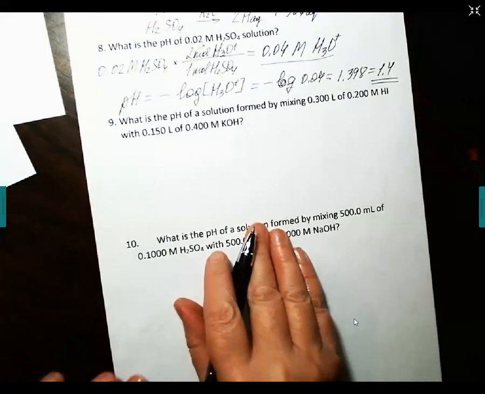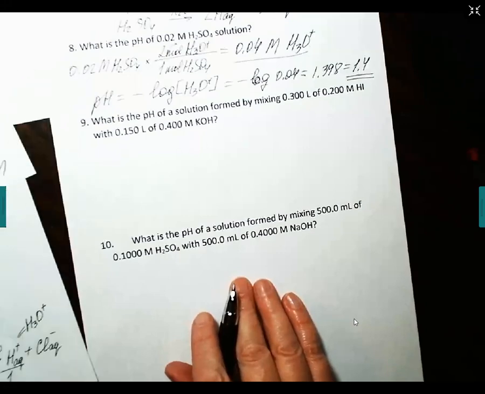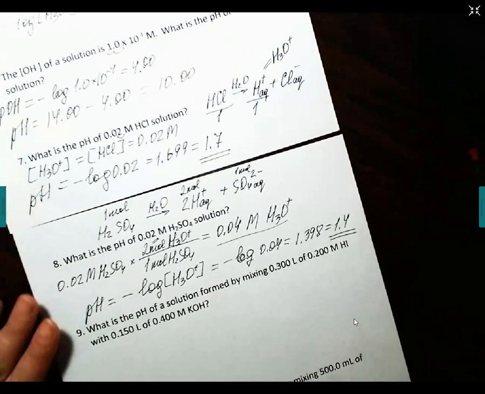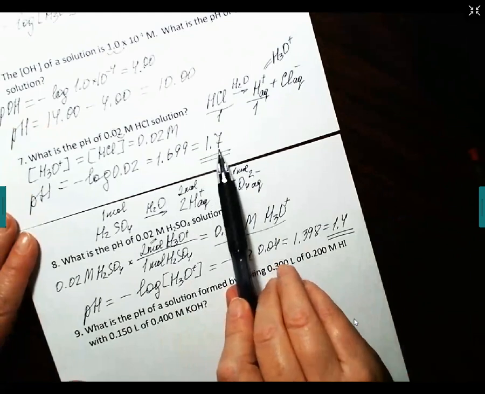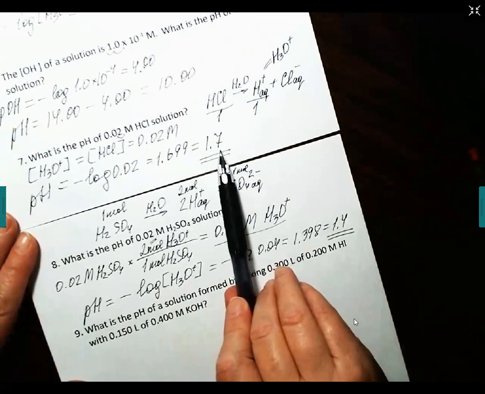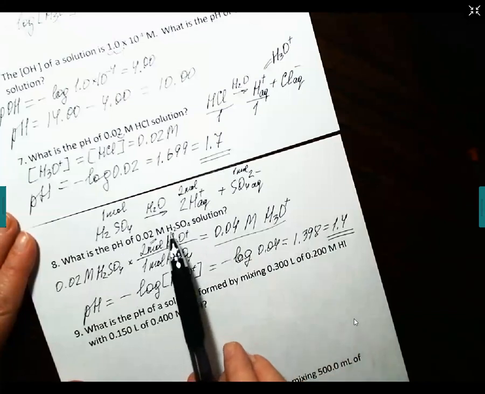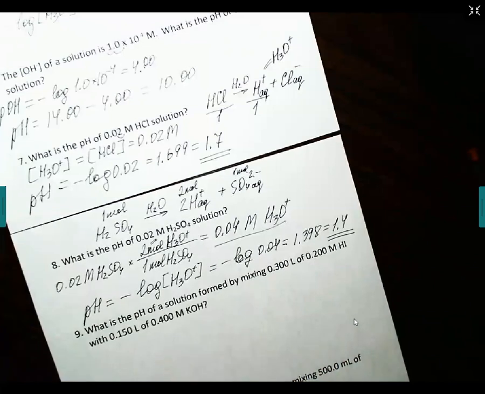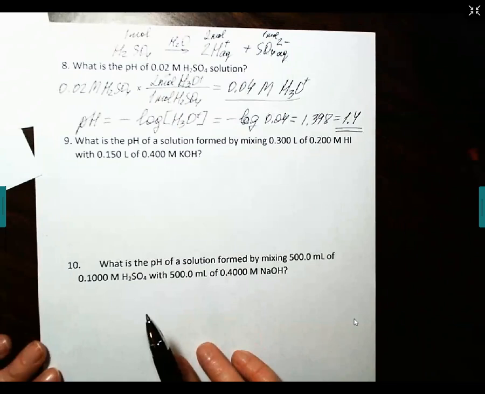So if you compare, you will see that for the monoprotic acid with the same concentration 0.02, the pH is less acidic, 1.7, compared to 1.4 for the same concentration of diprotic acid, because diprotic acid gives us 2 moles of hydronium ion per each mole of sulfuric acid.